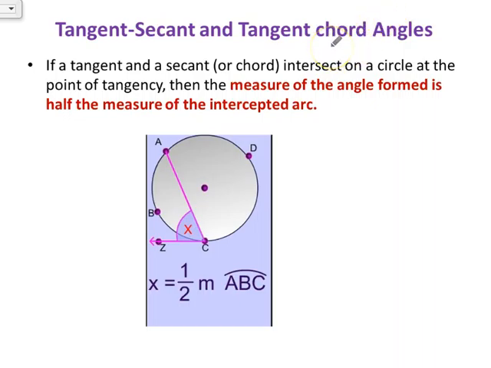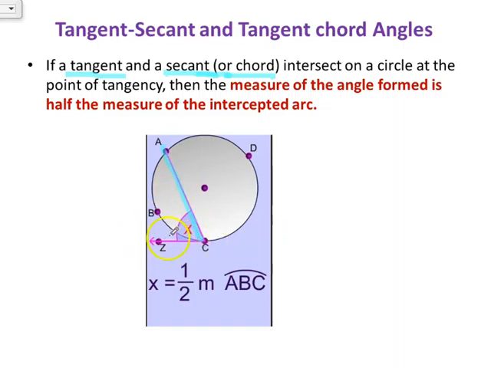All right, so what if we have a tangent and a secant? Let's talk about different types of angles that can occur on or within a circle. First, let's focus on a tangent and a secant, and you can think of a secant as a chord. So here's our secant from A to C.